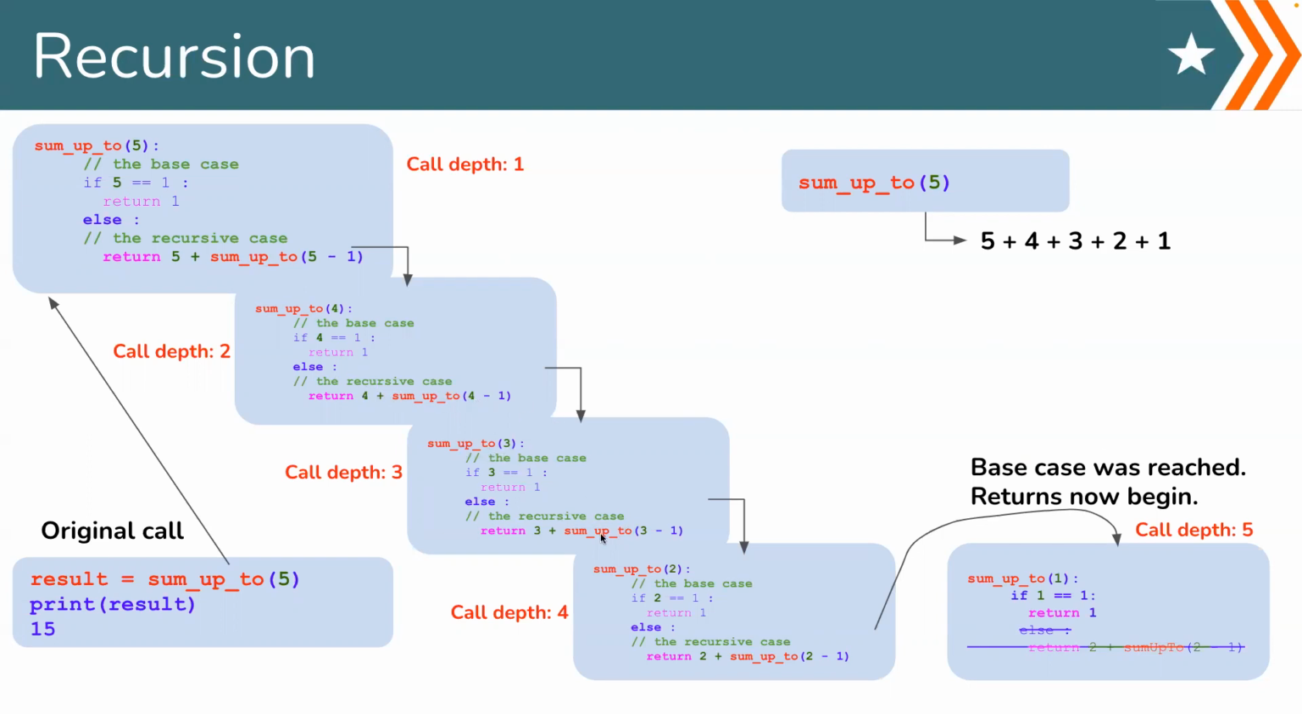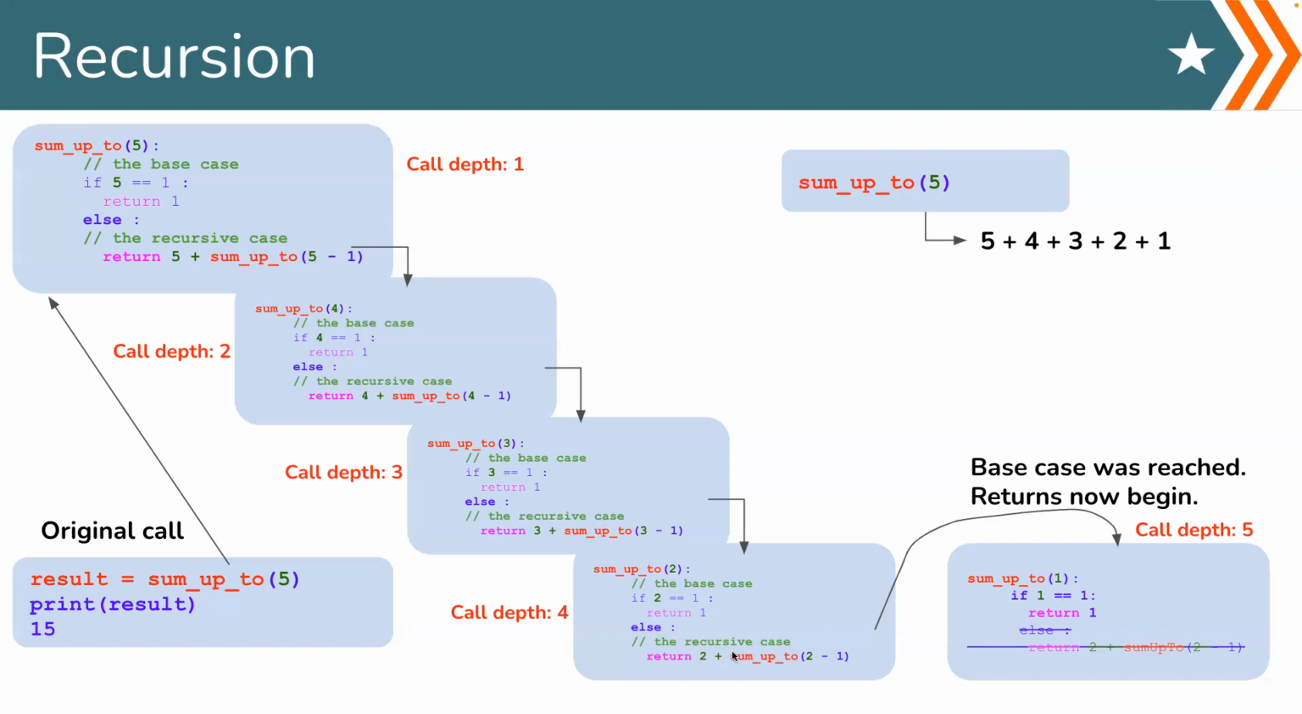Now we see 3. It returns 3 plus sum_up_to of 3 minus 1. Now we see 2, which returns 2 plus sum_up_to of 2 minus 1. And then we see sum_up_to of 1. Now sum_up_to of 1 meets our base case: if 1 is equal to 1, return 1. So now we get the value of 1 returned here.